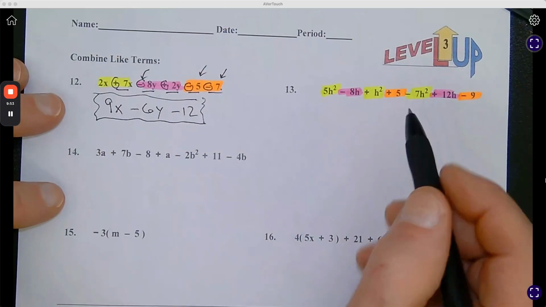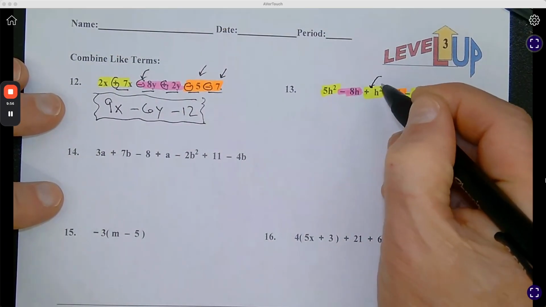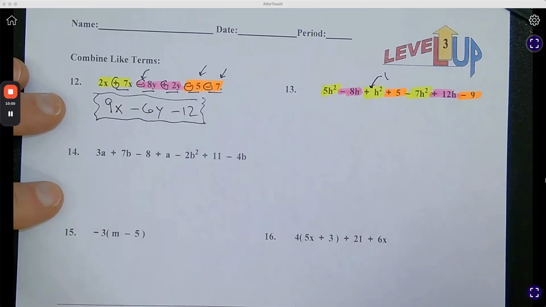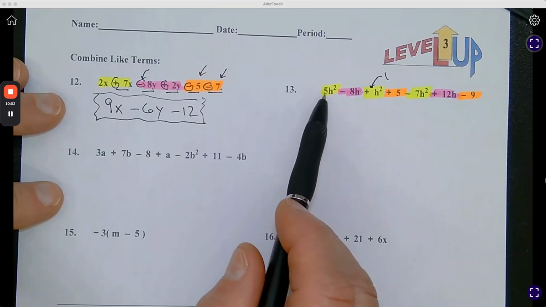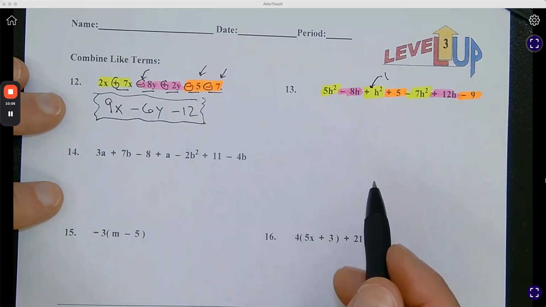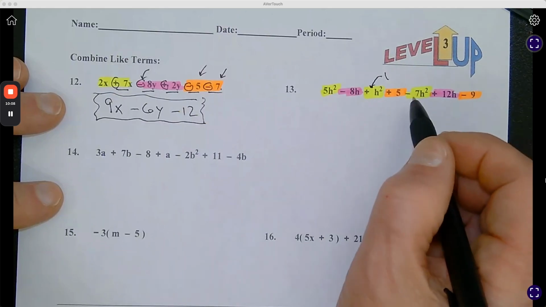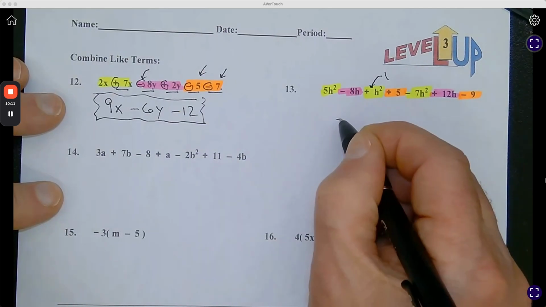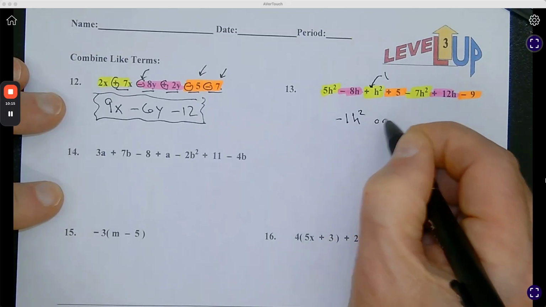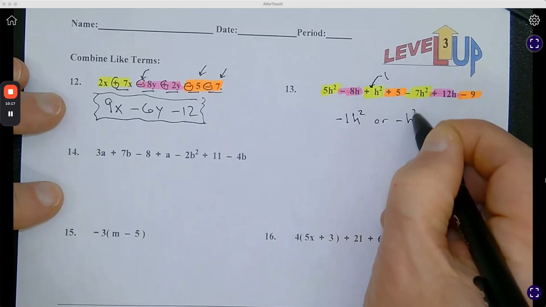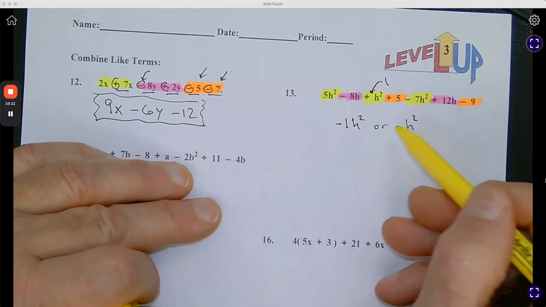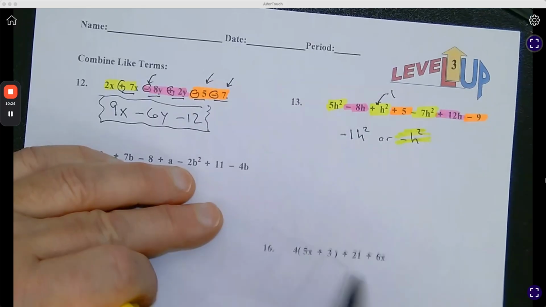5 plus 1, because when there's no number in front, your coefficient, that's the number that's in front, it's called the coefficient. It's how many you have. Coefficient of 5, so you have 5h squareds plus 1h squared. That's 6h squared. 6 minus 7 is negative 1h squared. You could also write that as negative h squared. They both work. I prefer this one, so that's the one I'm going to write.